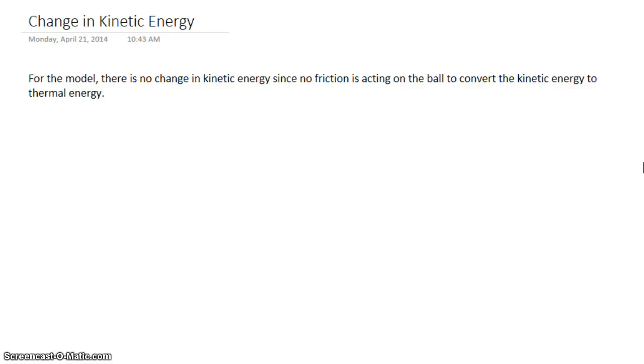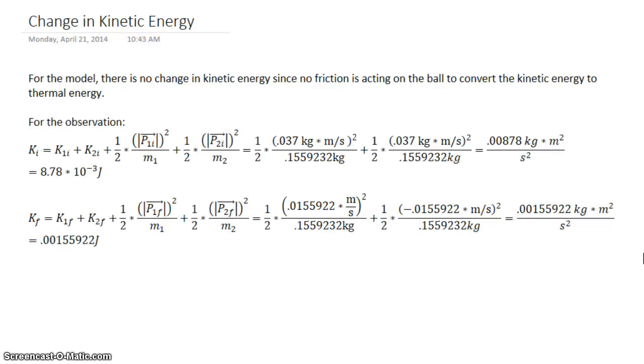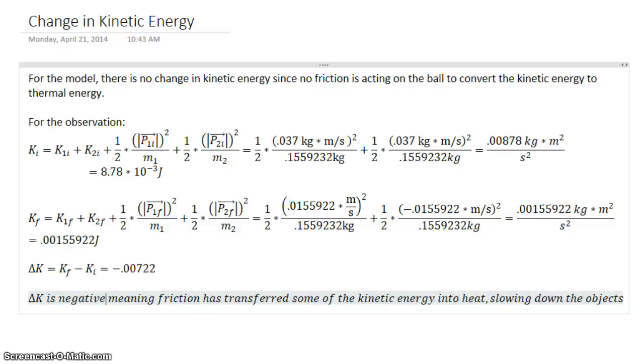For the model, there is no change in kinetic energy since no friction is acting on the ball to convert the kinetic energy to thermal energy. For the observation, we can take a difference of the final and initial kinetic energies. What we end up with when we subtract K initial from K final is negative 0.00722. Since delta K is negative, the friction has transferred some of the kinetic energy into heat, slowing down the object. This is different than what we see in our model. Since our model did not include friction, it did not slow down.